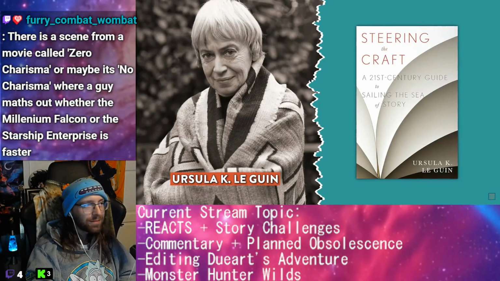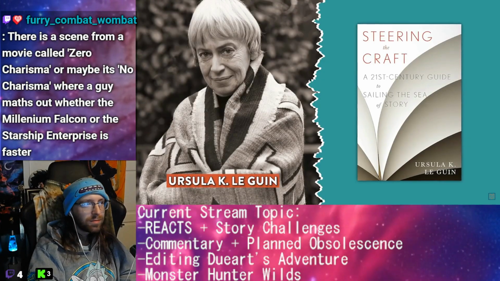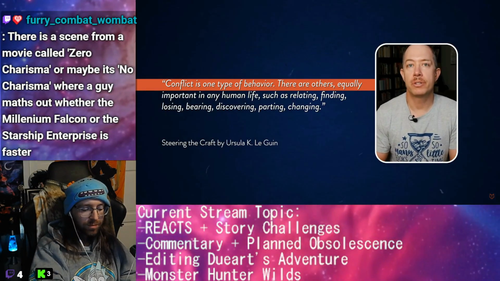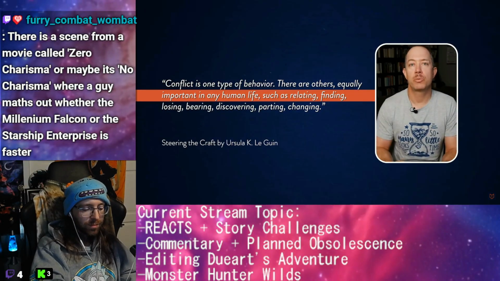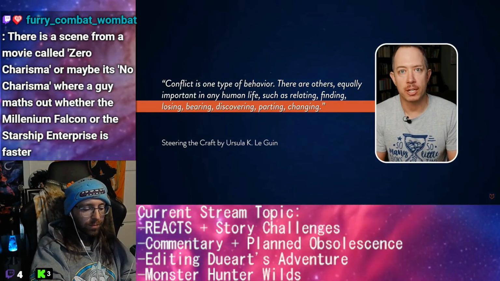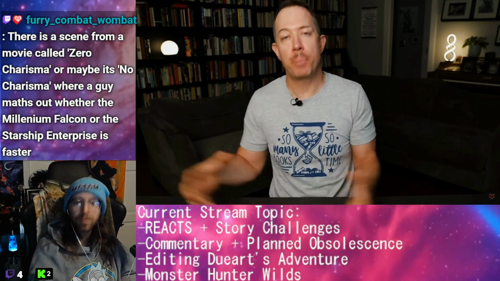Ursula Le Guin actually has a wonderful craft book for writers called Steering the Craft. I would recommend that you check it out. And in Steering the Craft, she writes, "Conflict is one type of behavior. There are others equally important in any human life, such as relating, finding, losing, bearing, discovering, parting, changing." So Le Guin is pointing out that you can't only have conflict in a story. You have to capture the other parts of human existence as well, or else your story will seem lopsided. And a great way to do that is just to include radical acts of kindness in your stories. Stuff like forgiveness, stuff like kindness, stuff like sacrifice.